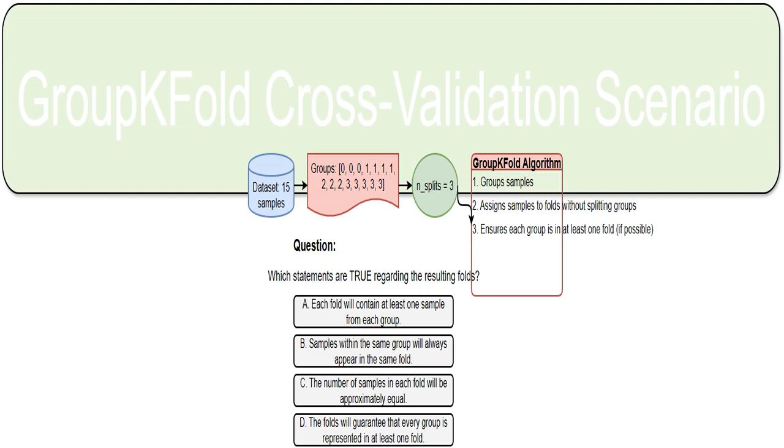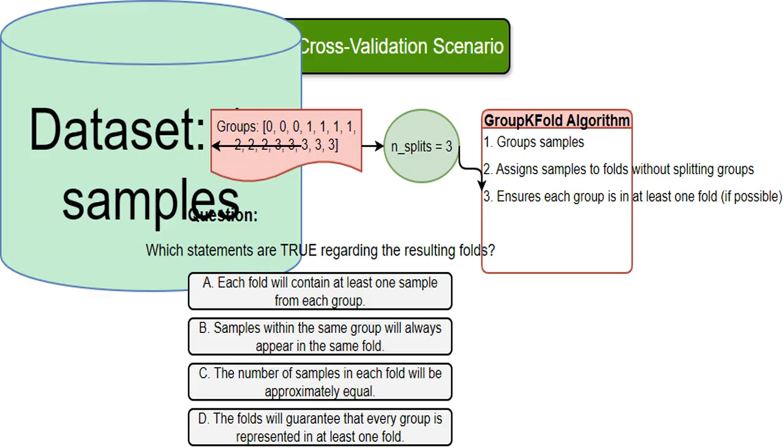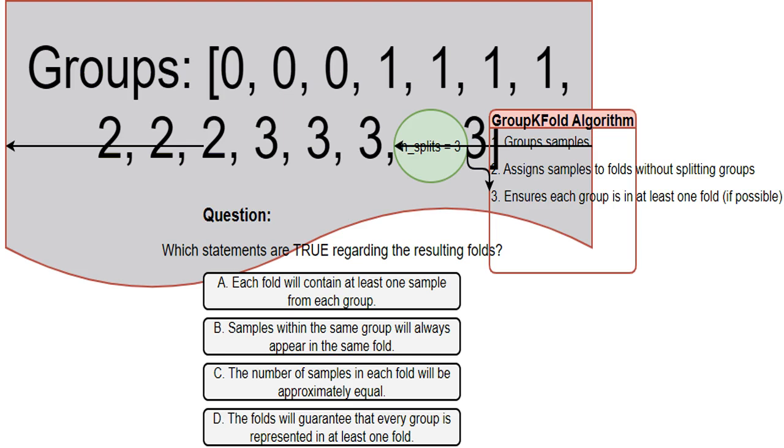This problem focuses on understanding how the GroupKFold algorithm works in cross-validation. We'll examine how it splits data considering group structures. Let's dive in. I have a dataset with 15 samples that needs to be split for cross-validation. These numbers define the groups each sample belongs to.